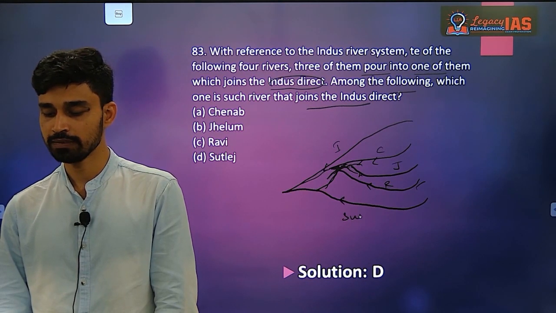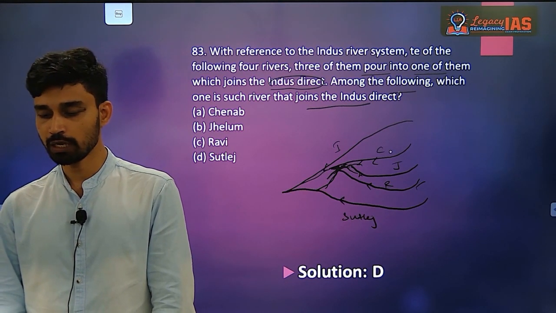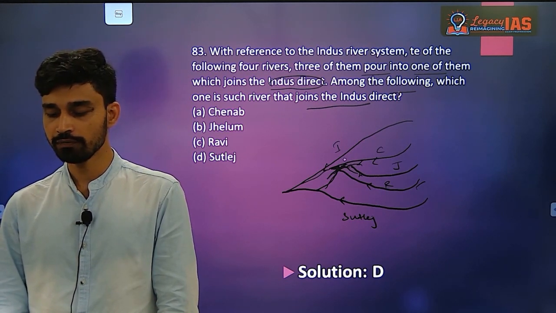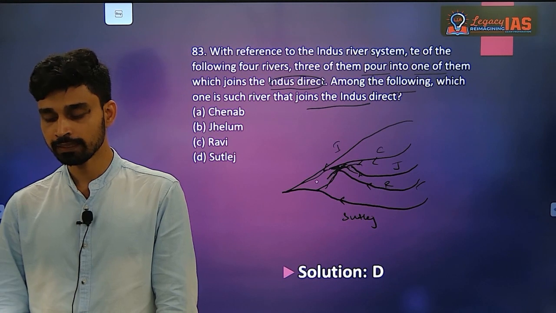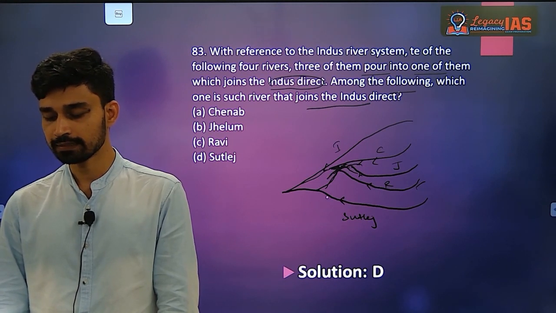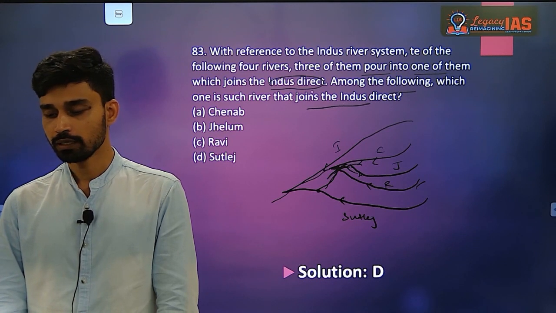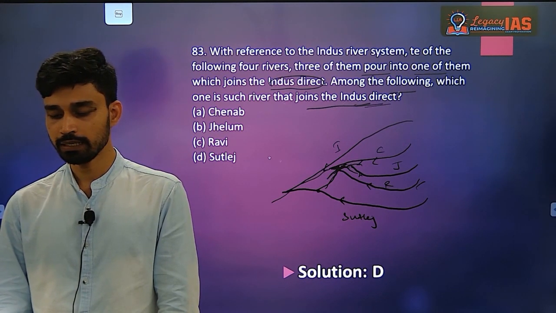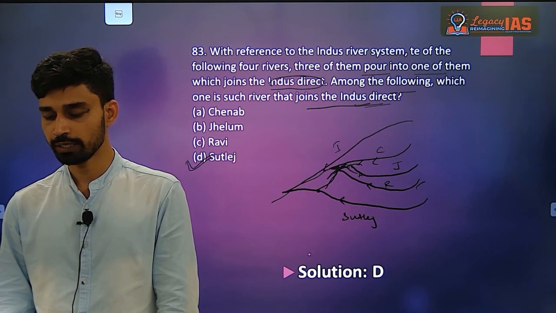So, we can see from this diagram that Chenab, Jhelum and Ravi, all 3 are merging together, then they are flowing further south, and then Satluj is coming and meeting the confluence of all these 3 rivers. So, as per the demand of this question, the river that joins the Indus river directly will obviously be Satluj. So, the correct option will be D.